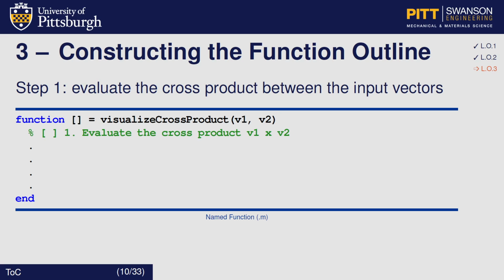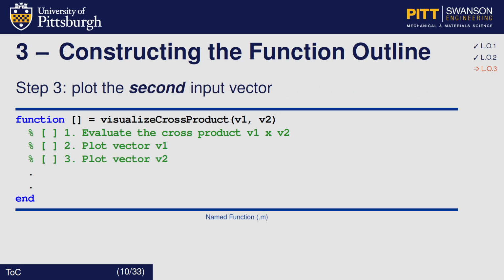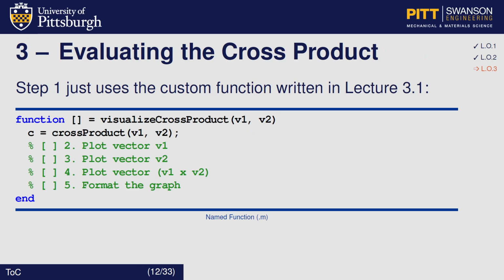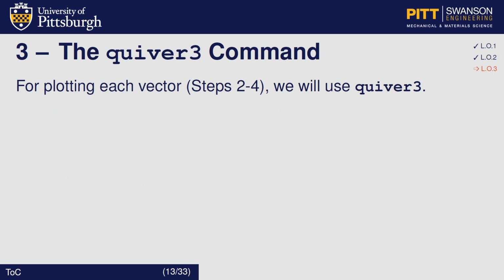Step 1 is to evaluate the cross product between v1 and v2. Step 2 and 3 are to plot the first and second input vectors, and step 4 is to plot the cross product vector. And then finally, step 5 is to apply formatting commands to make the output more visually comprehensible. To fill in step 1, we'll just use the custom function written in the previous lecture and store the output in the variable c. For steps 2 through 4, we'll use the quiver3 command.